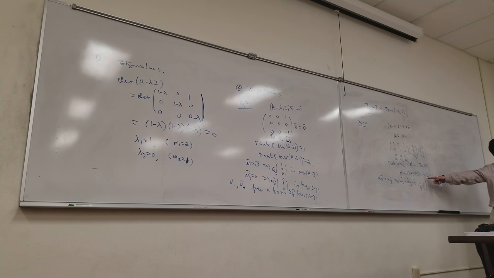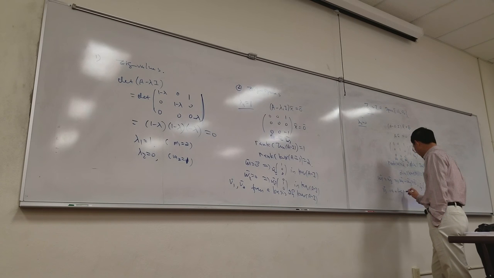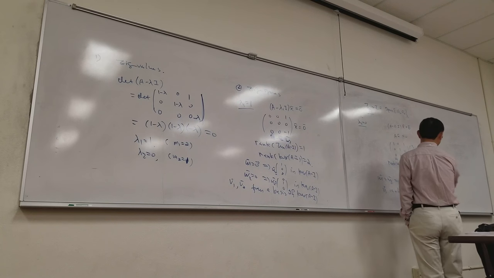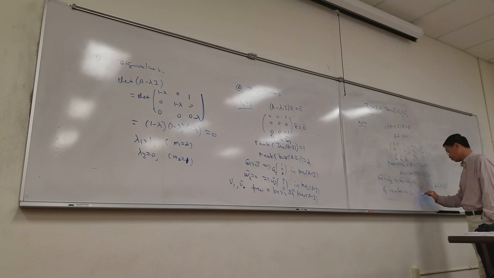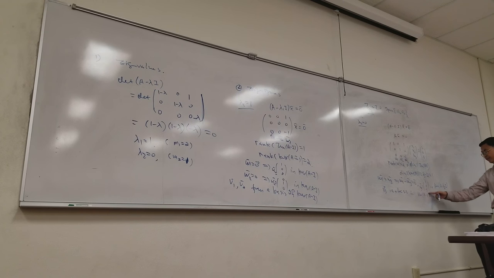The dimension of the kernel is 1. You have found a non-zero vector in it, so V3 is the basis in this kernel. This kernel is called the eigenspace, a new term. The kernel of this matrix is the eigenspace for the eigenvalue 0, so we denote this eigenspace for eigenvalue 0.